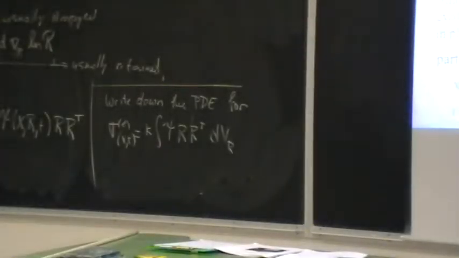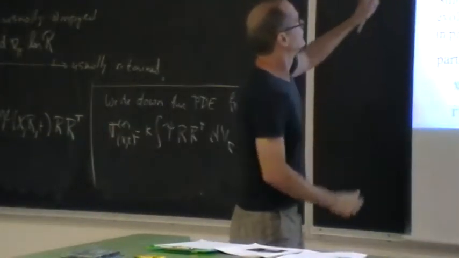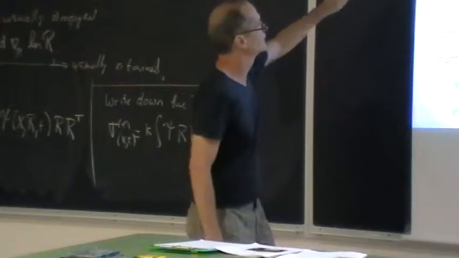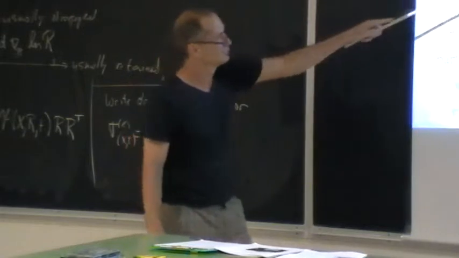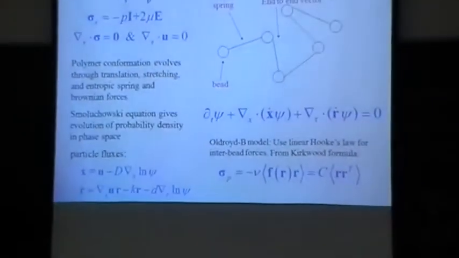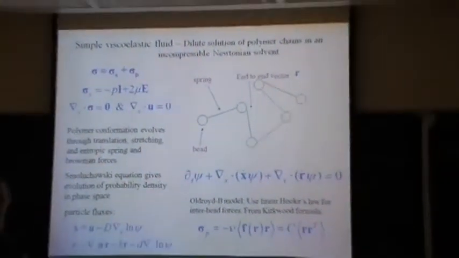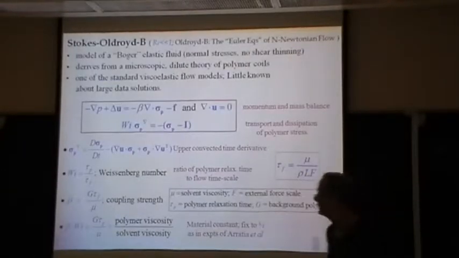And here's what you get. There's my sigma, it's a solvent stress plus the particle stress. There's the solvent Newtonian stress. I have this equation. There's my thing I'm trying to model. There's my single particle fluxes, adding some diffusion terms. There's the extra stress, some constant times RR transpose. This is what you find.